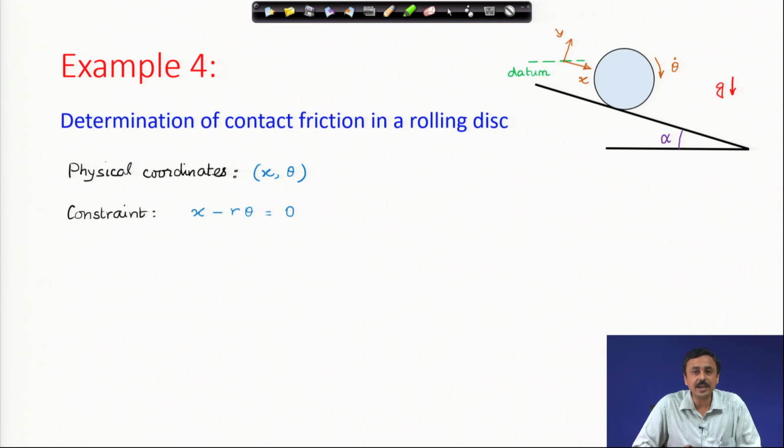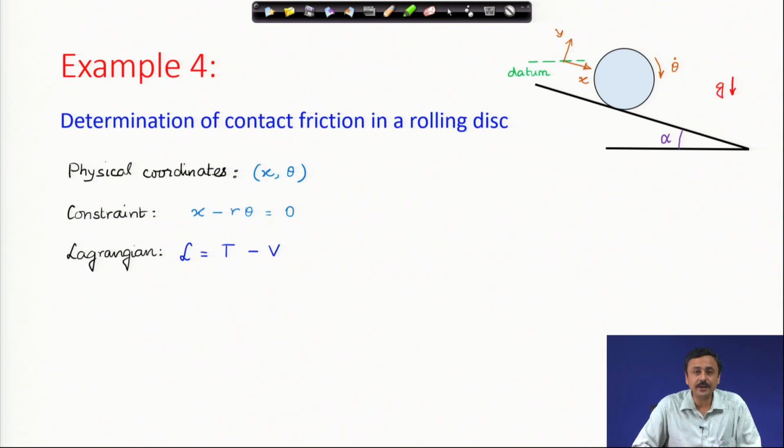Our constraint is x minus r theta equal to 0. This is our rolling condition, rolling without slipping. But we take the coordinates x and theta, that means we are breaking the constraint and introducing the pure rolling constraint by this mathematical statement, which we call constraint, and introduce it in our formulation.